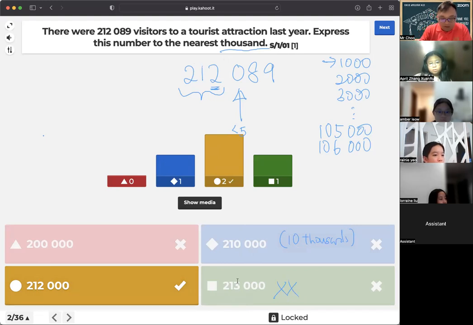If I have a number which is right in the middle and you want to round off to the nearest 1,000, then it will be 213,000. Anything less than this is nearer to the yellow. Anything more than this will be nearer to the green, and that's how you round off. Right in the middle, the 500, you round up to 213,000.